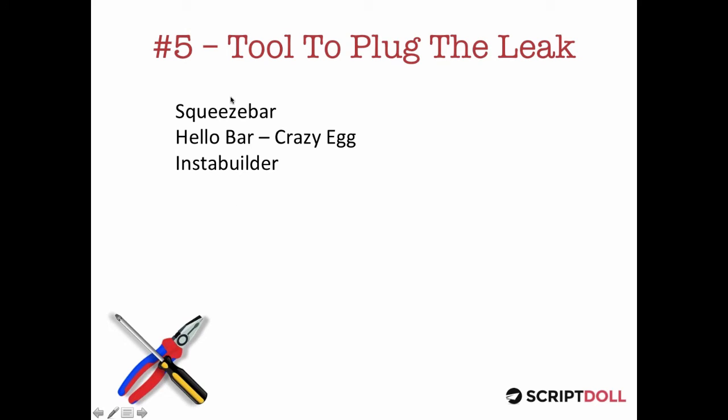So let's plug the leak here. I use something called Squeeze Bar. I bought it a while ago. I'm not really sure if it's still open, but you can check that out. I know that there's Hello Bar by Crazy Egg, and I also saw the other day that InstaBuilder has this option. I'm an InstaBuilder user. I really like that plugin. It does a lot of great things. It's not one of your web-based applications to build quick pages, but it's a really great WordPress plugin.